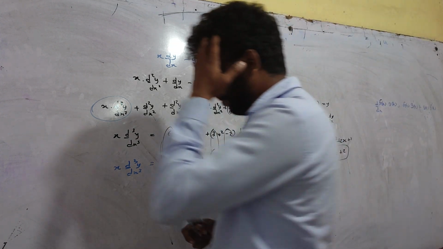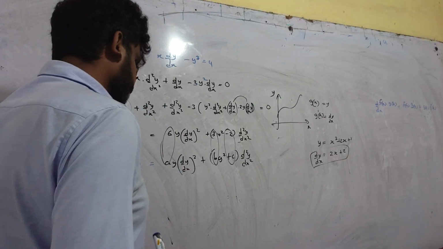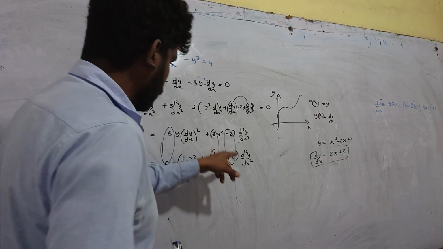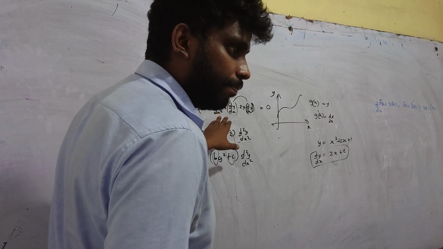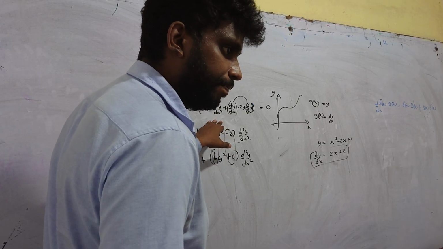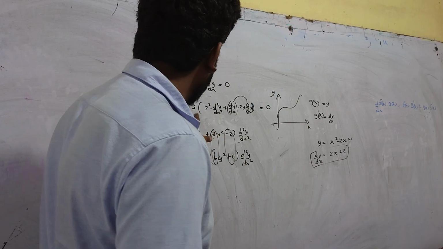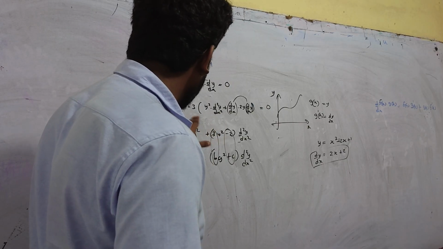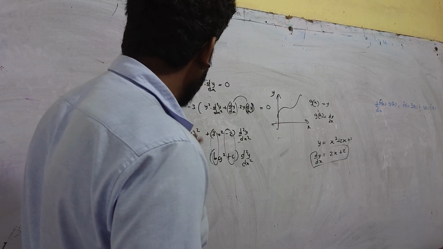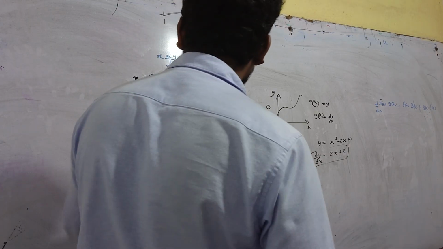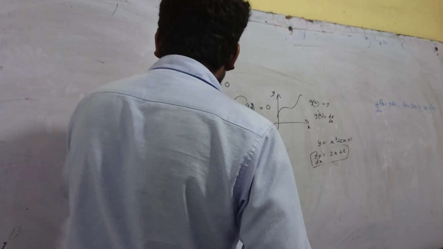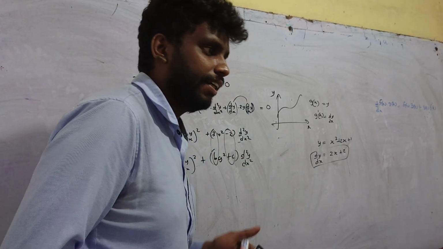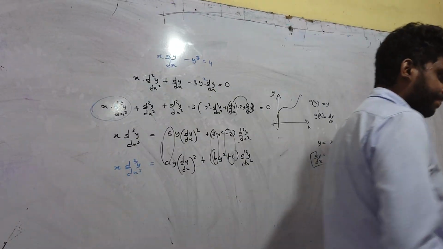So d squared y over dx squared plus d squared y over dx squared. You're asking how this form? When you add 2 d squared y over dx squared, before minus 3, the other two terms you have to add them, right? This is an apple, this is another apple, 2 apples, right? So very simple.